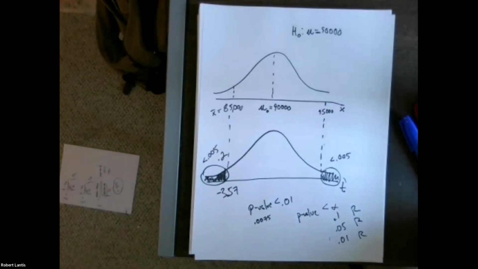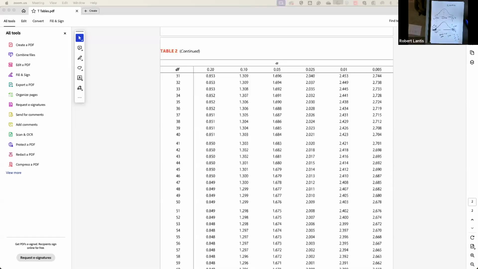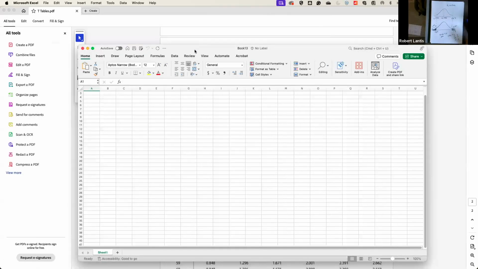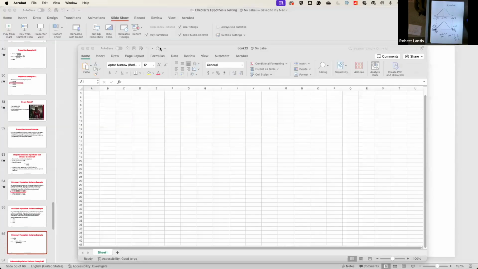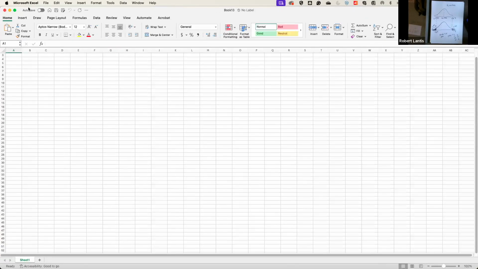All right. So I will also show you how we do this in Excel, because you'll notice the student T table is kind of limited. We said the standard normal is limited to two decimals, but this is limited to really only six different areas in the tail. What if I want to be a little more precise? So what we're going to do is use Excel.